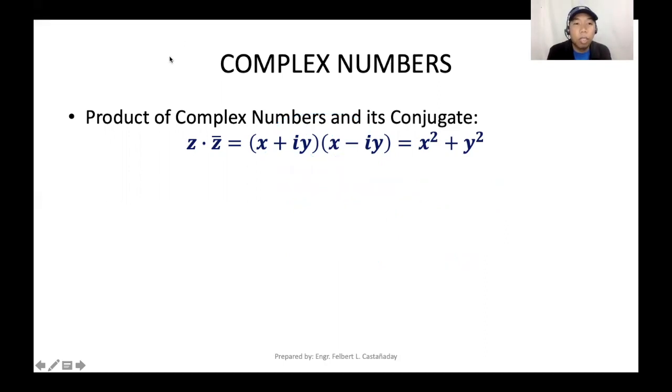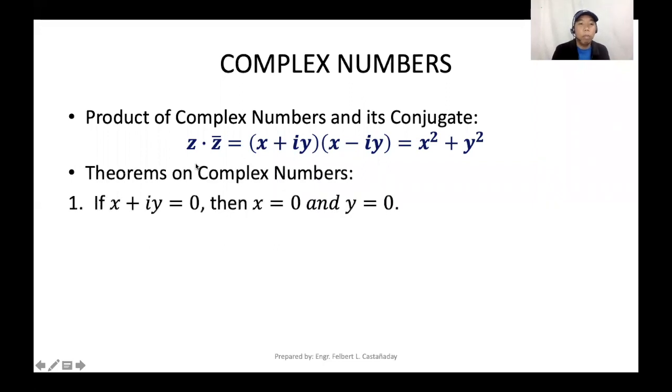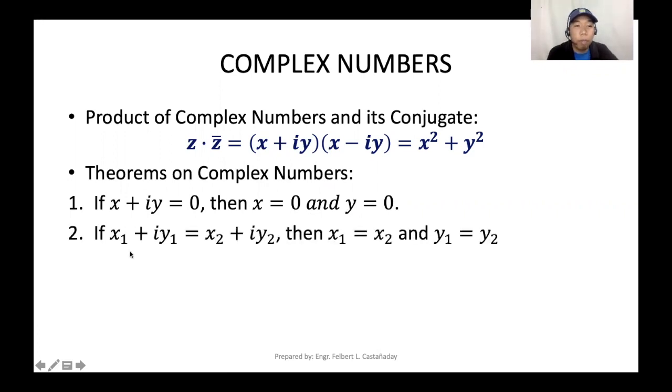Now let's move on to the next theorem. Number one, if x plus iy is equal to 0, remember, a complex number is equated to 0, then x is equal to 0, or the real part is equal to 0, and y, the imaginary part, is equal to 0. Number two, if x sub 1 plus i times y sub 1 is equal to another complex number, x sub 2 plus i times y sub 2, then the real numbers are equal. So x sub 1 is equal to x sub 2, and y sub 1 is equal to y sub 2.